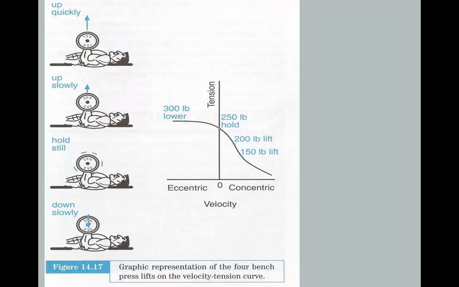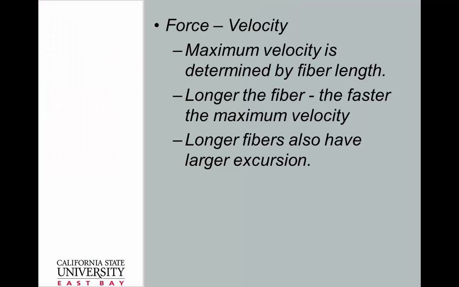If you're at a certain level, and in this case it's 250 pounds, you can't move it. So there's an isometric contraction. But if you're going through the eccentric contraction or the down phase, you can generate more force at higher velocities. So you can control that contraction and you can actually lower much more weight than you can lift, even at higher velocities.